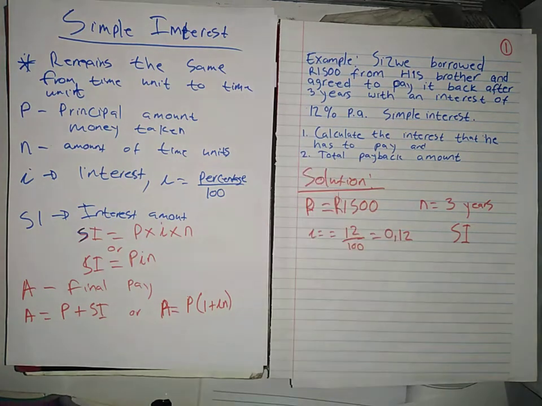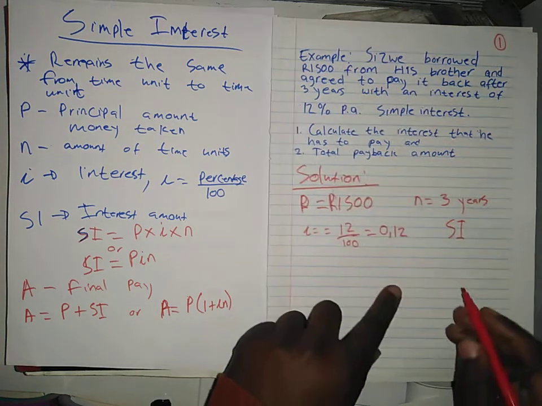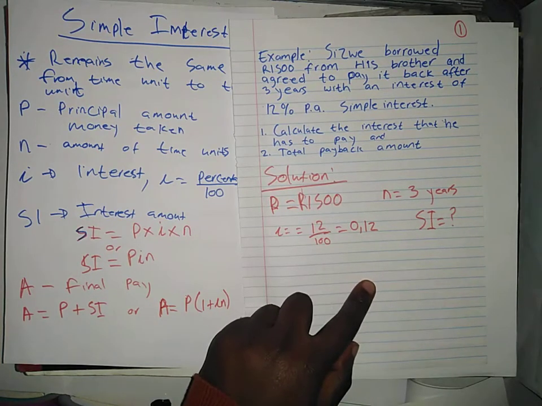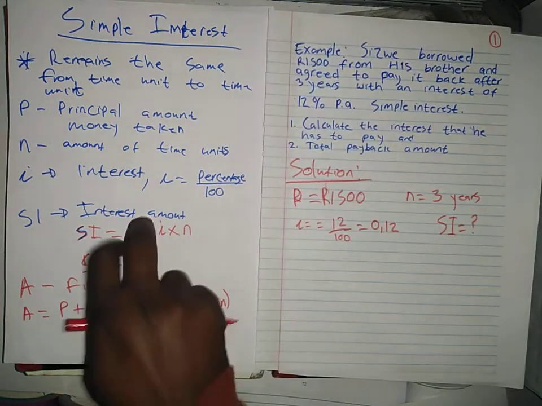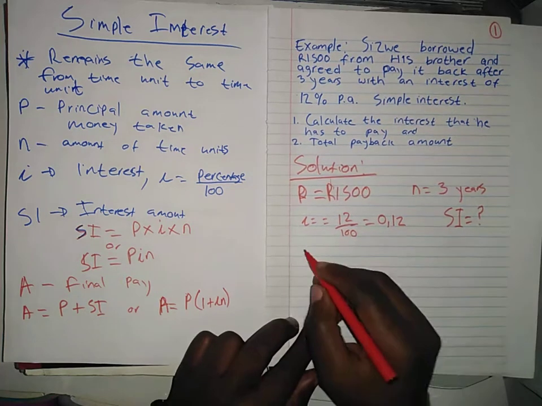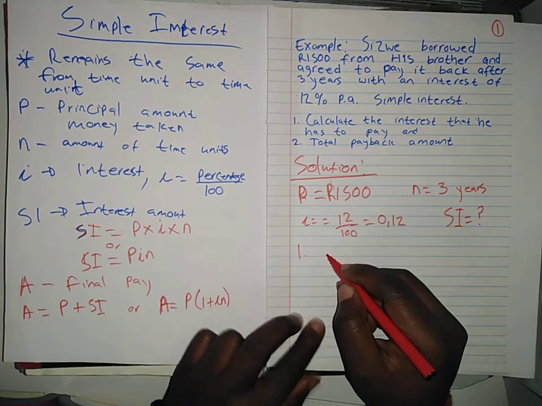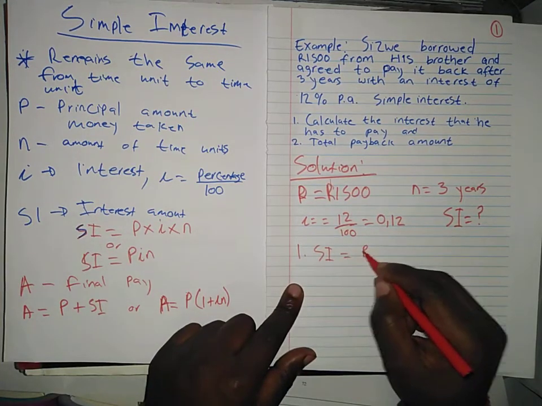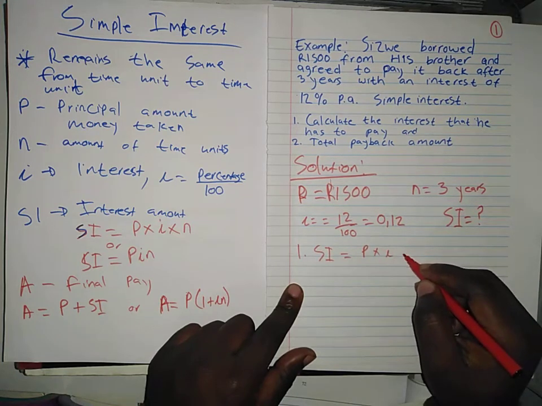Okay, now number one, what do they want? Calculate the interest. So when they say calculate the interest that he has to pay, what is that? That is a simple interest. Okay, now the simple interest is unknown. We do not know, but we are so lucky we have a formula of simple interest. So the solution of number one is nothing other than the formula. Where is the formula? SI is equal to P times I times N.